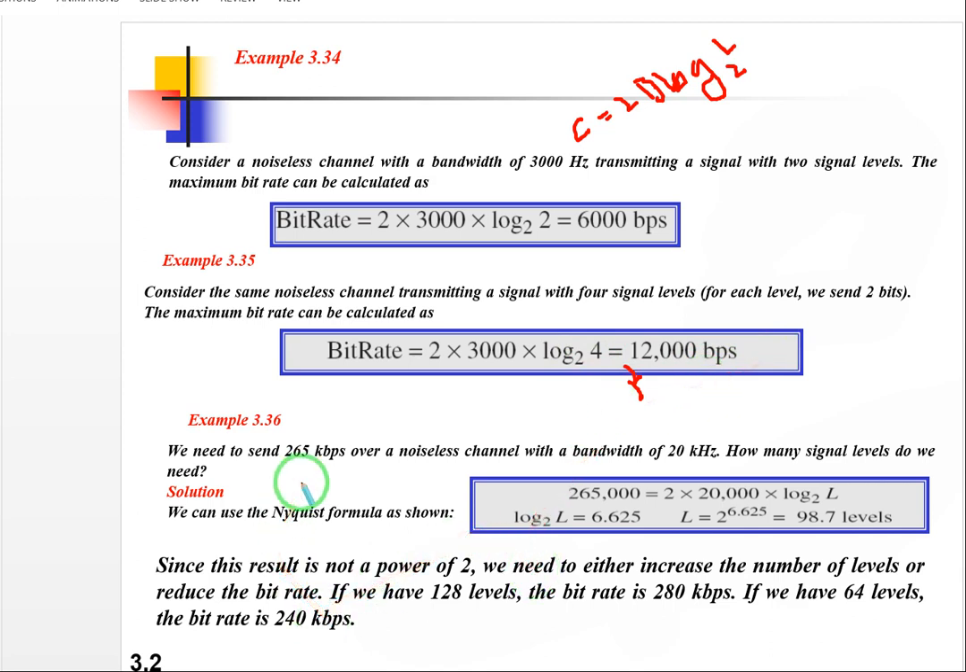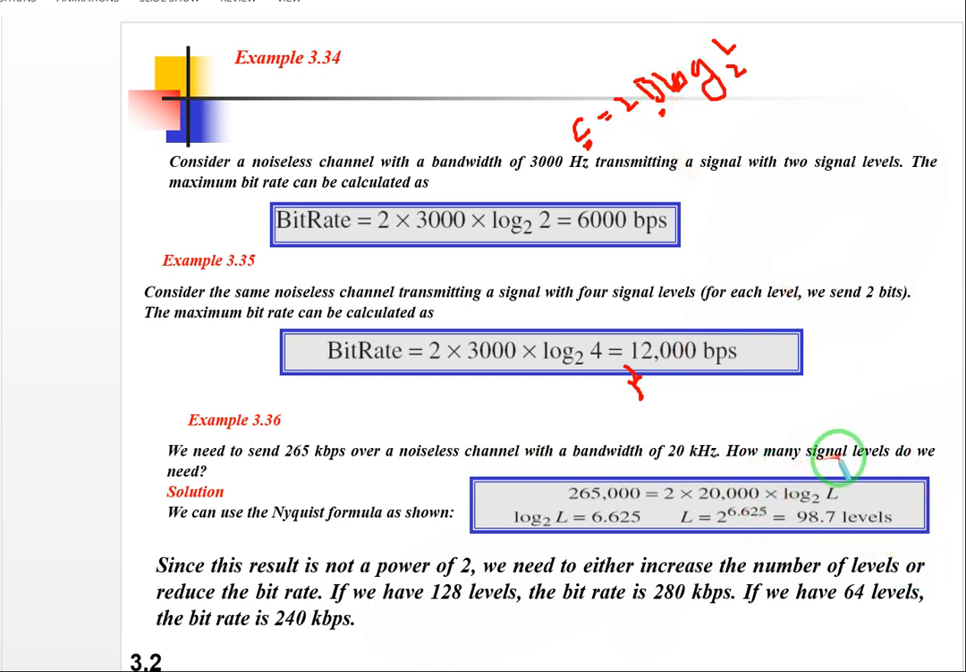Another example, and this is an important one. We need to send 265 kilobits per second. How much? 265 kilobits per second. This is the bit rate, so put the bit rate here. Then over a noiseless channel. Keep in mind, only if there is a noiseless channel can you use this formula. Otherwise, you cannot. With a bandwidth of 20 kilohertz, so you can put the bandwidth here.